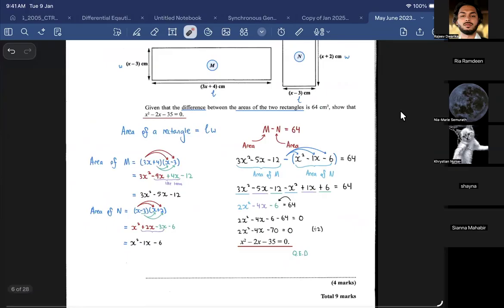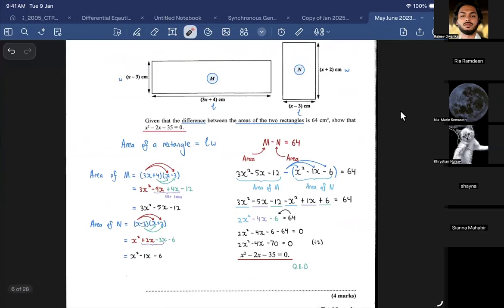Right? Nia, are you feeling better with this question? Yes, sir. Way better. Right. So Nia, I hope you learn the lesson. Read the question, come up with an equation. Okay.